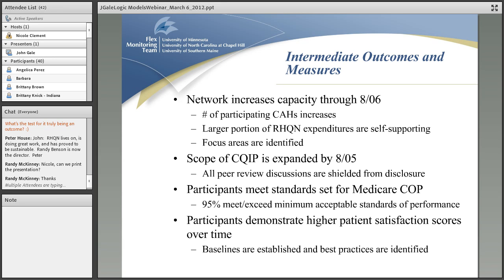And how they measured that: they had completed operational documentation, hospitals were receiving contracted services during that year, and hospitals were committing to participate in subsequent years. So you can see how they rolled up each of those sets of initial outcomes. Same with the intermediate measures. They wanted network increases in capacity through August of 2006. They measured that by the number of participating CAHs.